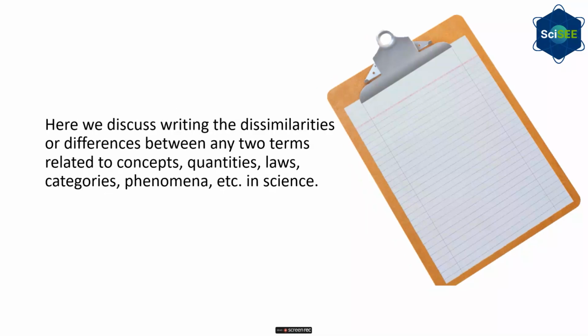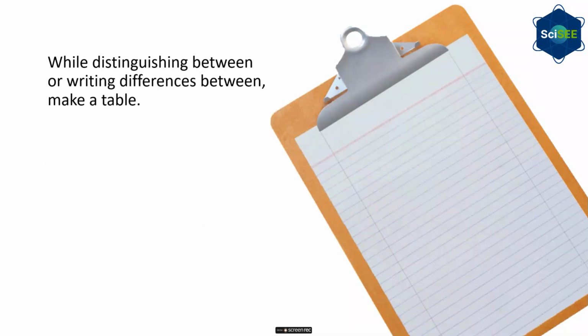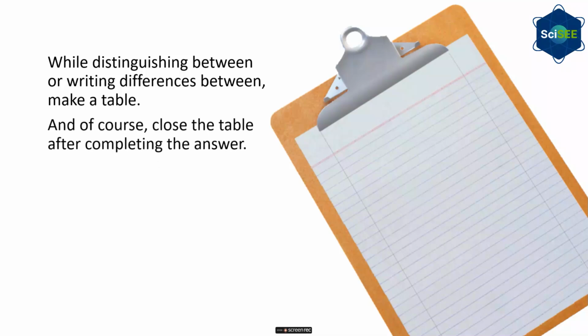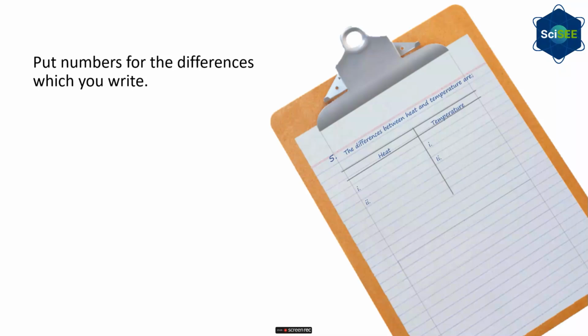Here we discuss writing the dissimilarities or differences between any two terms related to concepts, quantities, laws, categories, phenomena, etc. in science. While distinguishing between or writing differences between, make a table. And of course, close the table after completing the answer. Put numbers for the differences which you write.